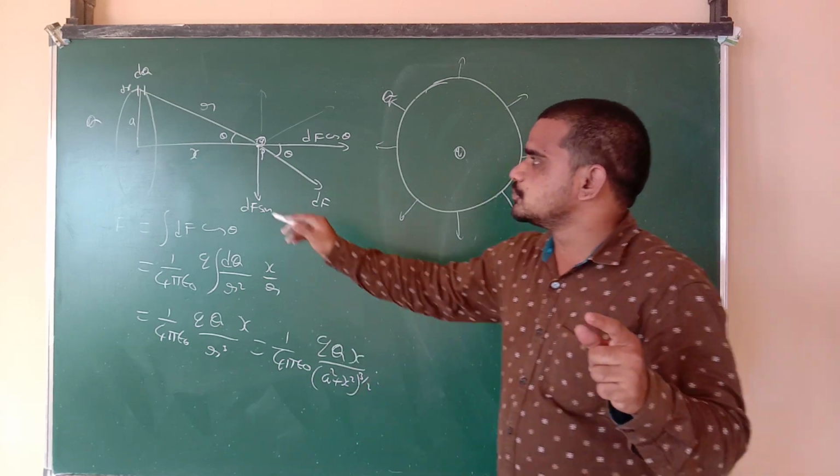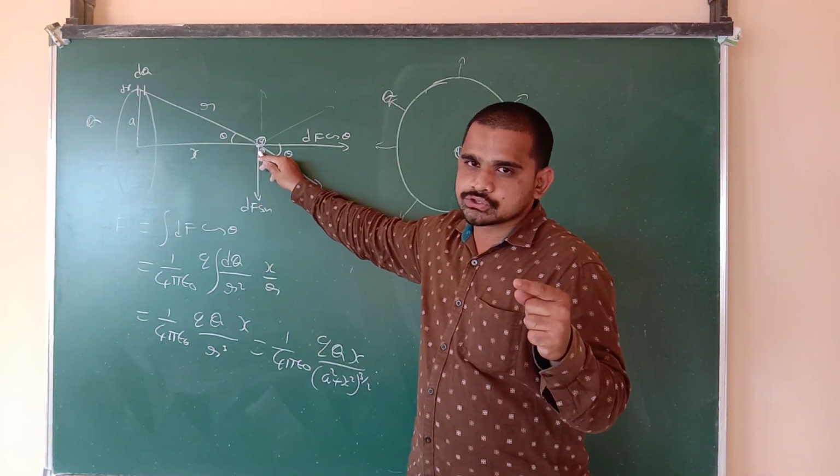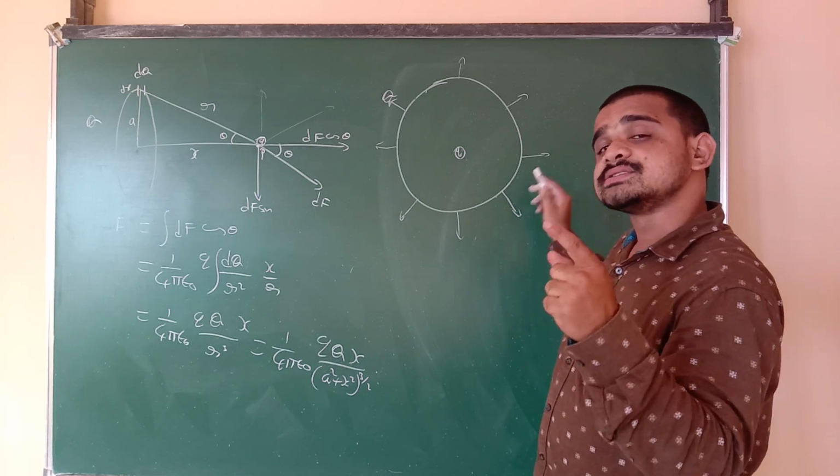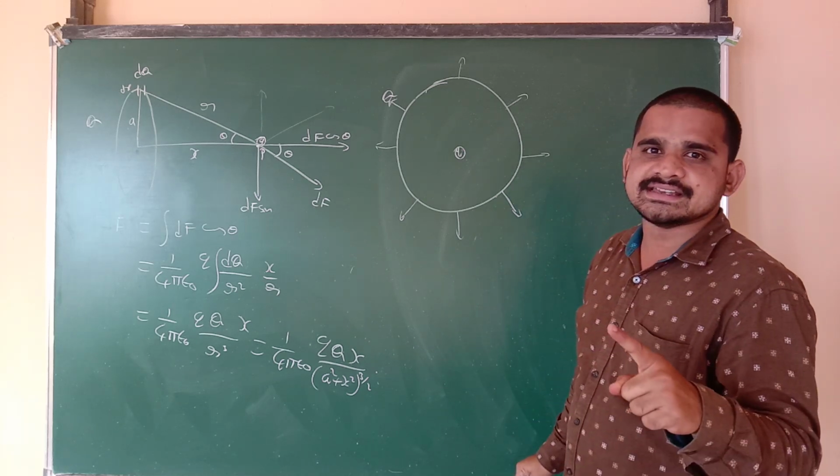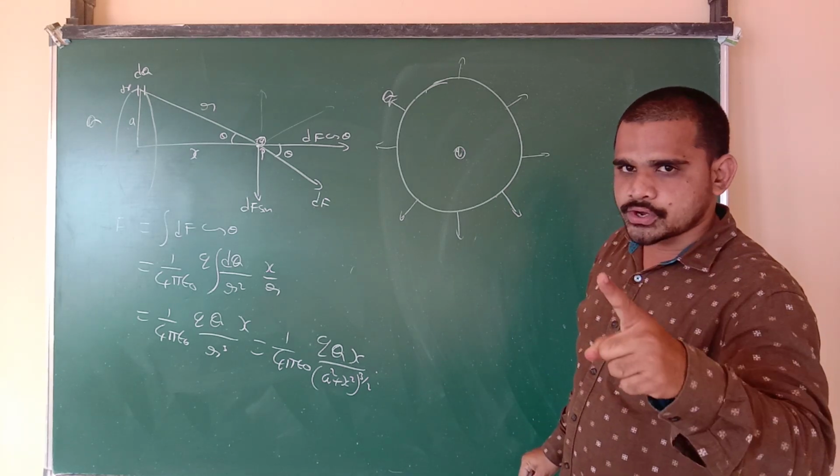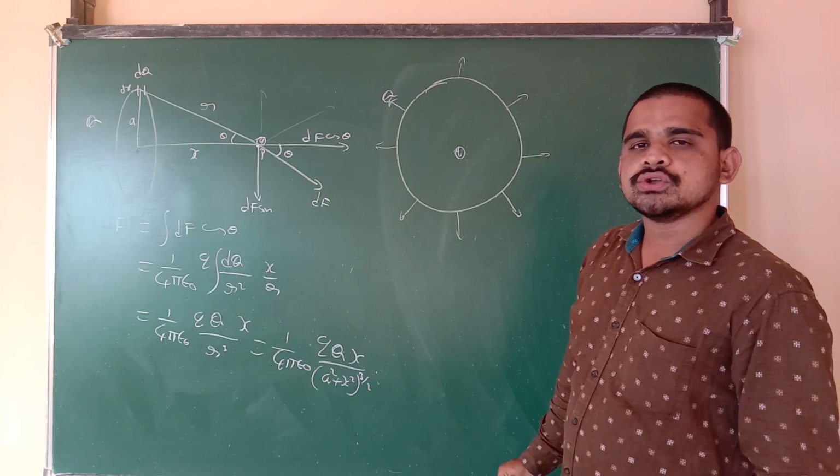When you move away from it, this value is not equal to 0. If you go further, somewhere the force maybe decreases. At some point this force becomes 0. What is that point?